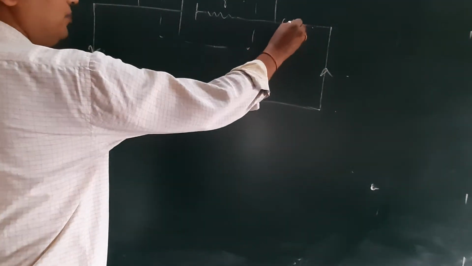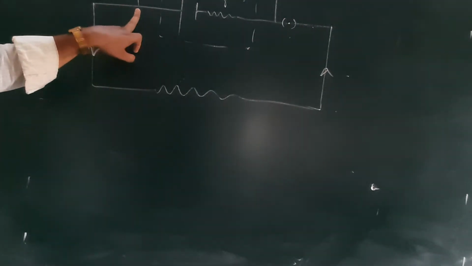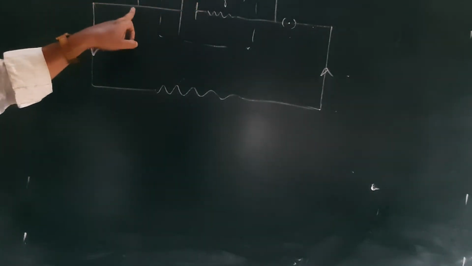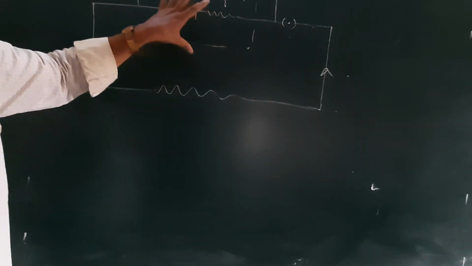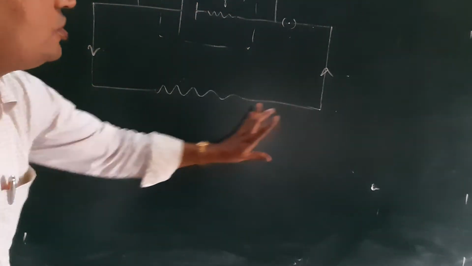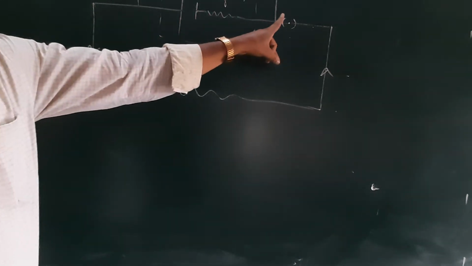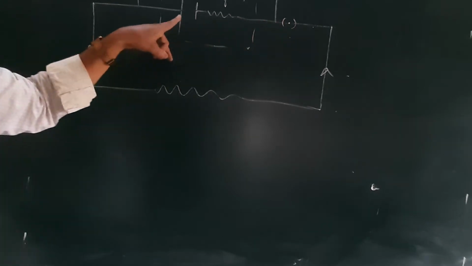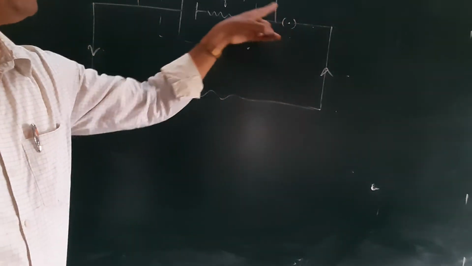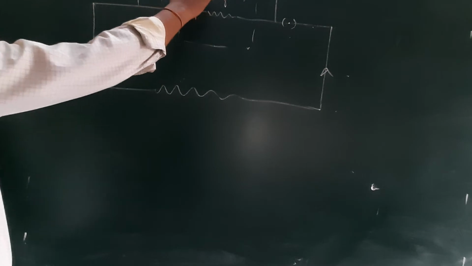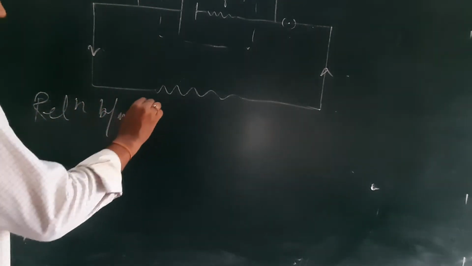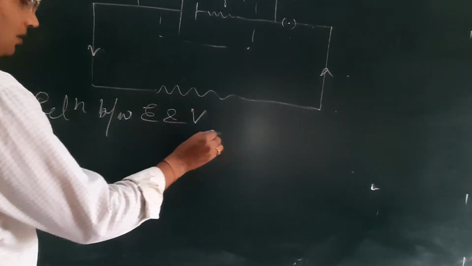So, terminal potential difference is the reading of voltmeter connected across the two ends of the cell when the cell is in closed circuit. What is the meaning of closed circuit? The meaning of closed circuit is that the key is closed and the cell is supplying some current to the external circuit. In this case, this reading will be terminal potential difference. Now come to the relation between EMF of the cell and terminal potential difference.